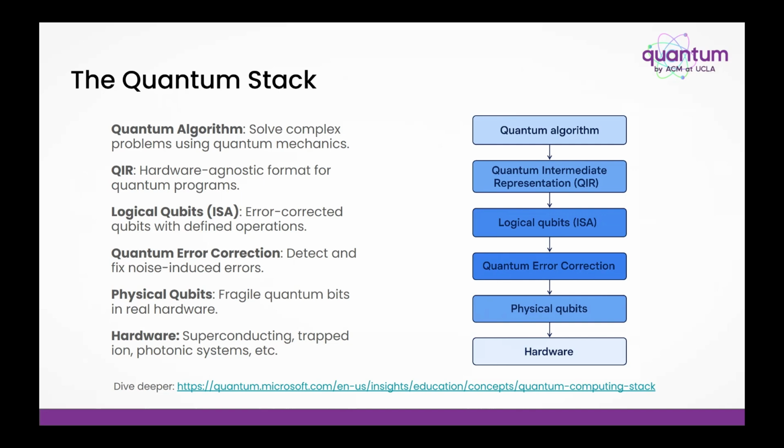Below that, we have the logical qubits layer. These are basically virtual qubits built from many physical ones, made robust through error correction. So the instruction set architecture defines what operations we can do at these levels. Logical qubits are the actual useful qubits that are used for computation, unlike the physical qubits that we're going to go over. So below the logical qubits layer, we have the quantum error correction layer.